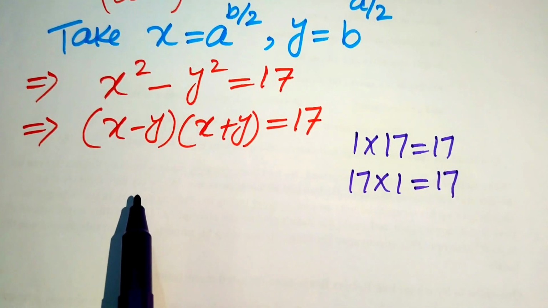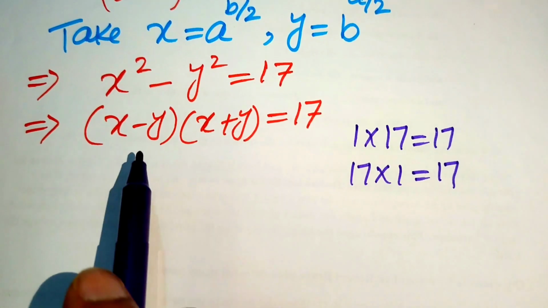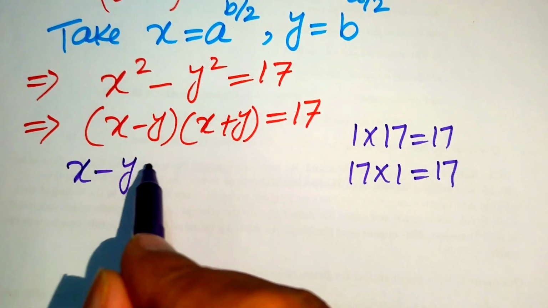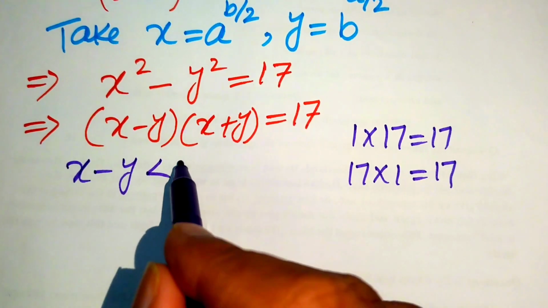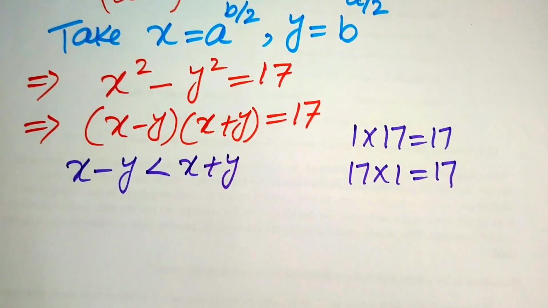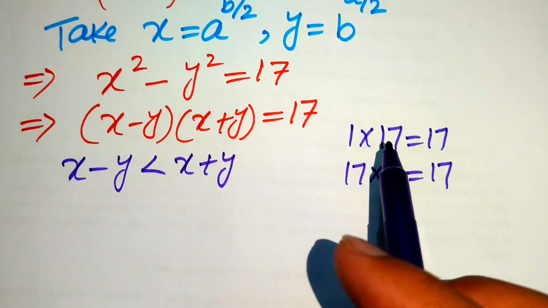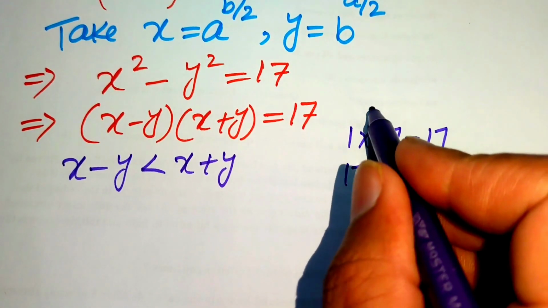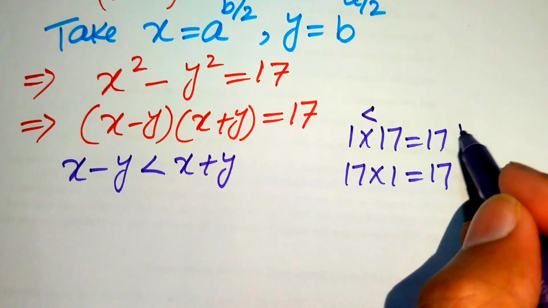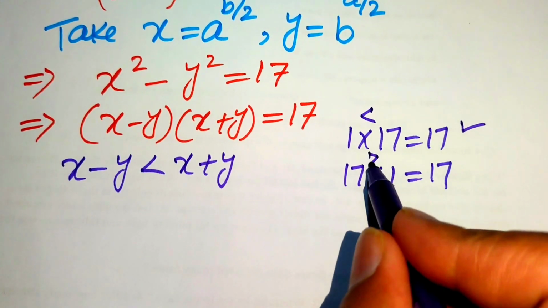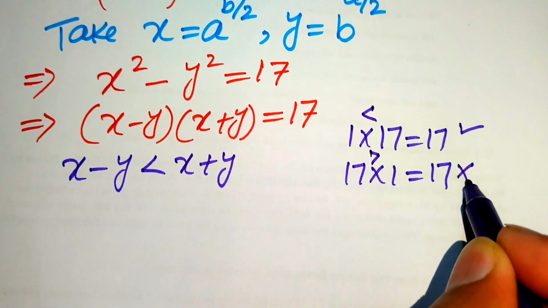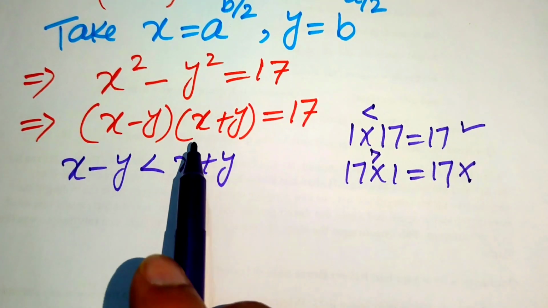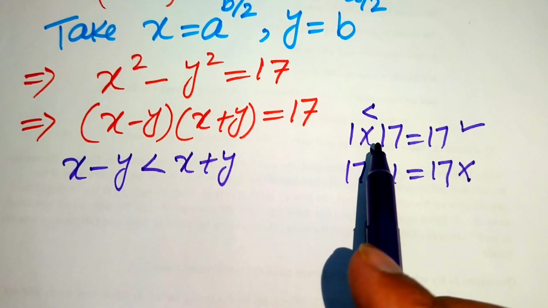But if you focus on these factors and make the relation between these two factors, we say that x minus y is always less than x plus y, so we choose the pair in which the first is lesser than the second. So it should be 1 is less than 17, so this holds. And if you focus on this, 17 is greater than 1, so it cannot hold. So we choose the first pair, and now we compare the left hand side with the first pair of values.